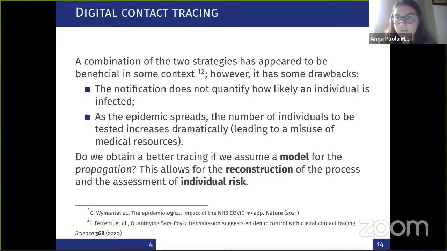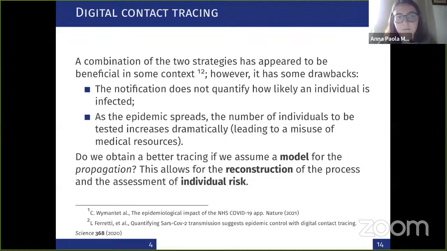For instance, in the UK, where the NHS COVID app was re-downloaded. However, this strategy has some drawbacks. For instance, the notifications tell you that you were in contact with someone who has tested positive for COVID-19, but don't quantify how likely you are to be infected. It doesn't give you a score of how likely you are to be infected.